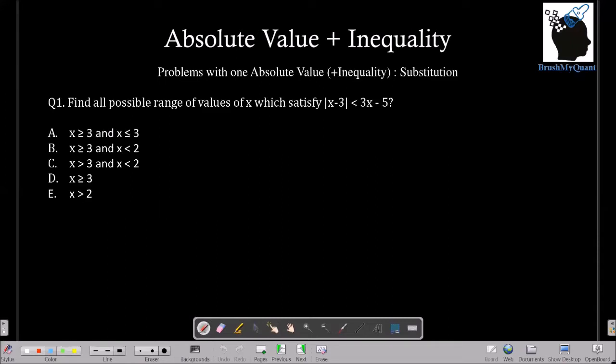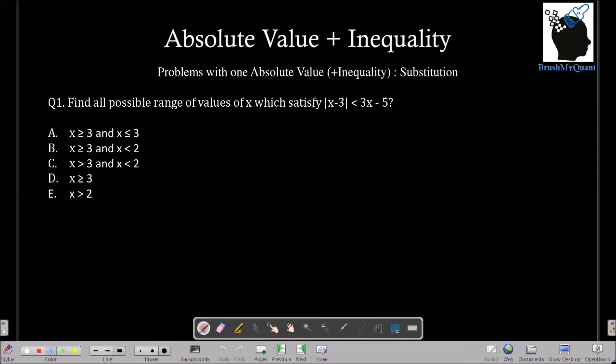You can pause the video and give it a shot. Okay, so let's try it out. So we have to find all possible range of values of x which satisfy mod of x minus 3 is less than 3x minus 5. So we are going to solve it using two methods. First we'll solve it using substitution and then later on we'll see how we can solve it using algebra.